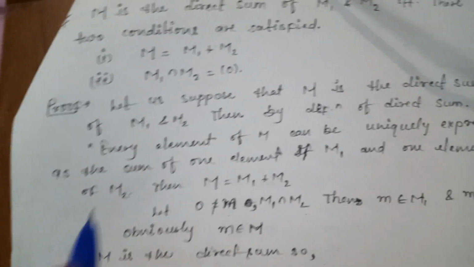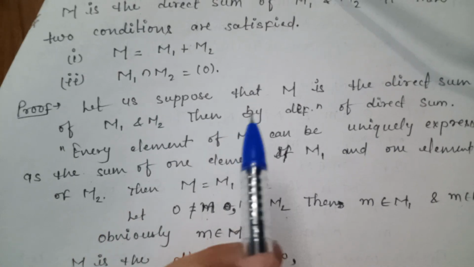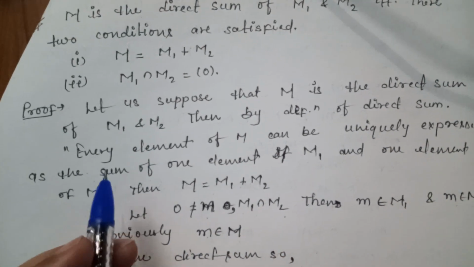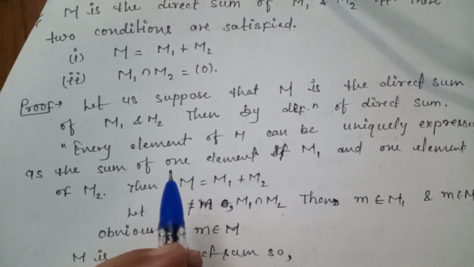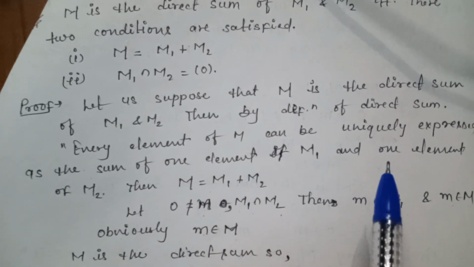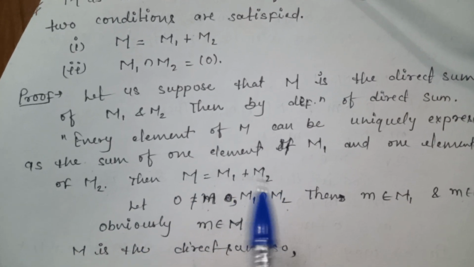Now the proof. Let us suppose that M is a direct sum of M1 and M2. Then by the definition of direct sum, every element of M can be uniquely expressed as the sum of one element of M1 and one element of M2. Then M is equal to M1 plus M2.